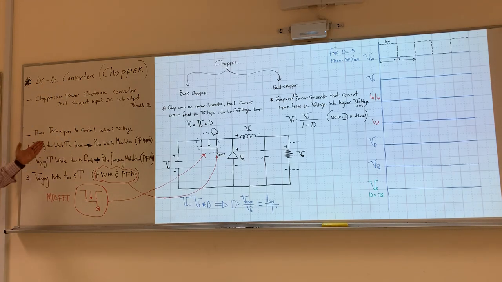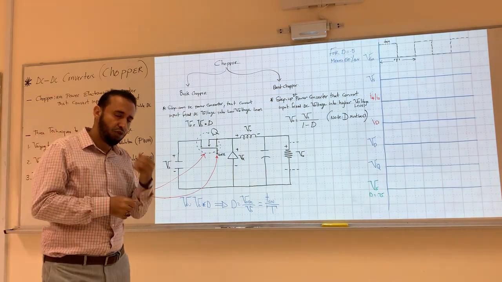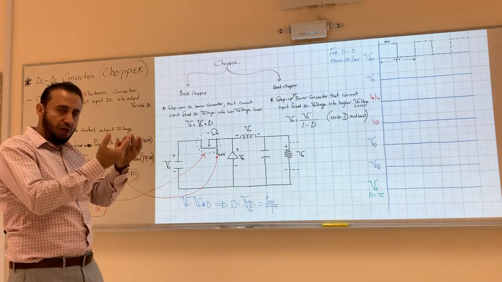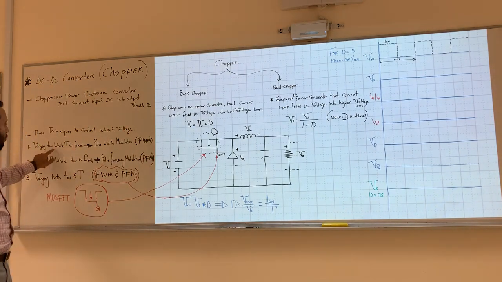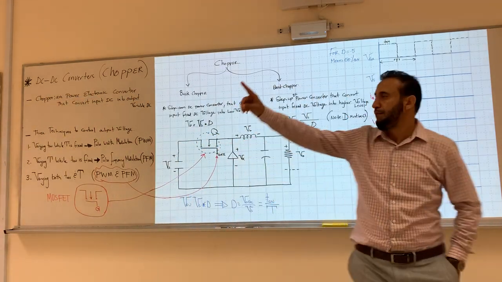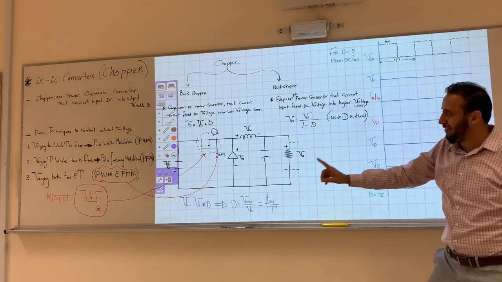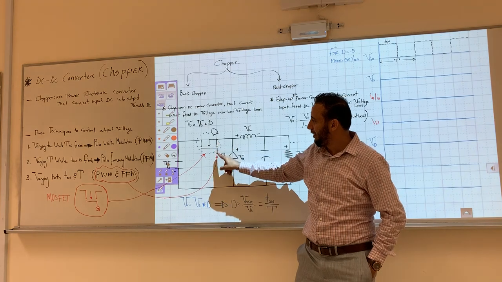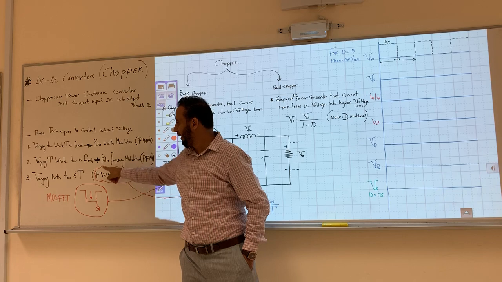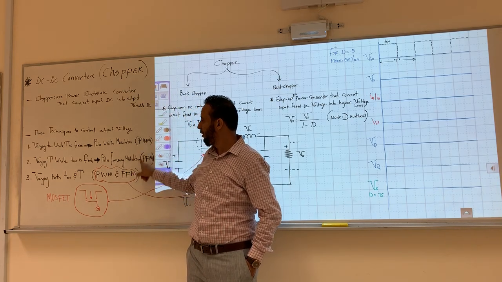we have three techniques to control the output voltage. So the first technique, that we vary the T on while the big T is fixed. So this one here, okay? This is the VG, which is the gate. This is the gate here for the MOSFET, okay? And those are the techniques, which is either pulse width modulation or pulse frequency modulation, okay?